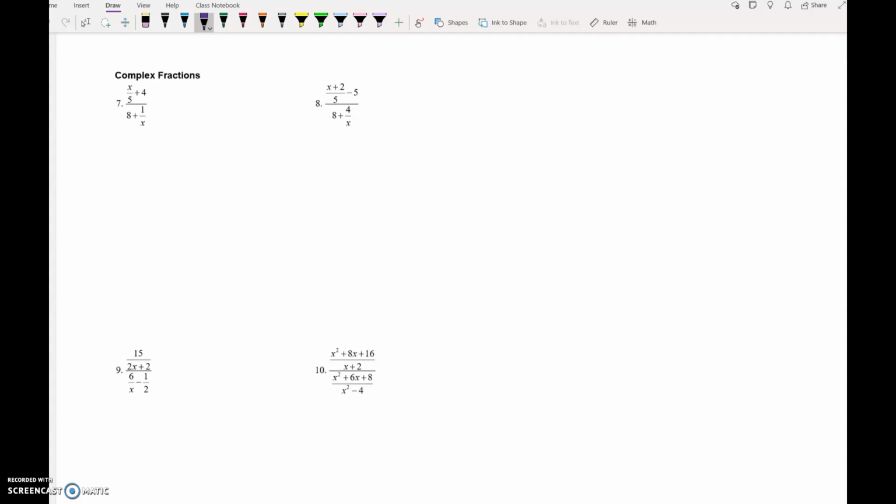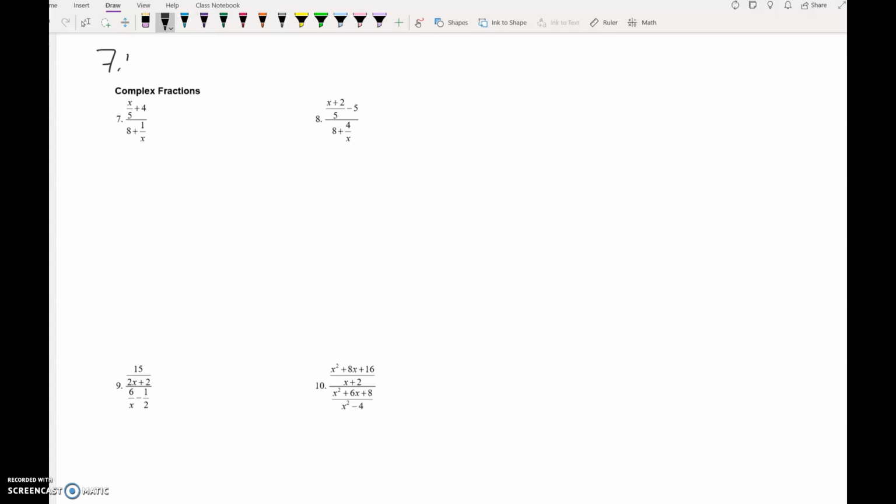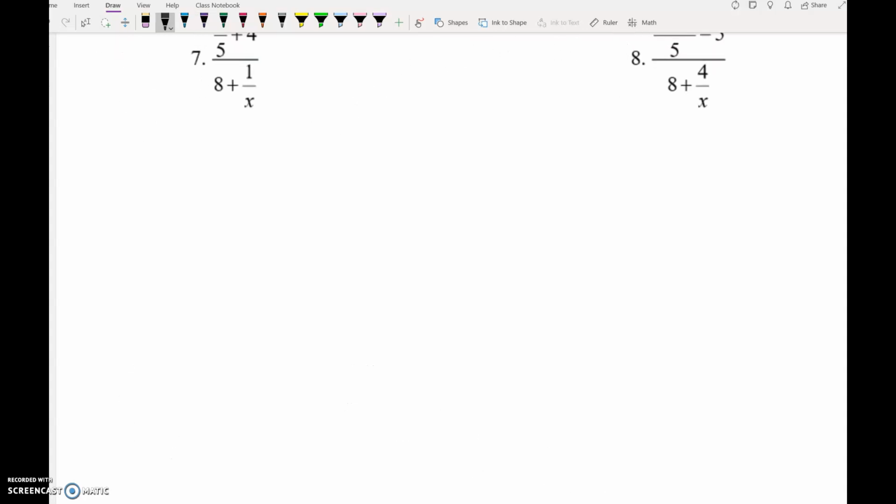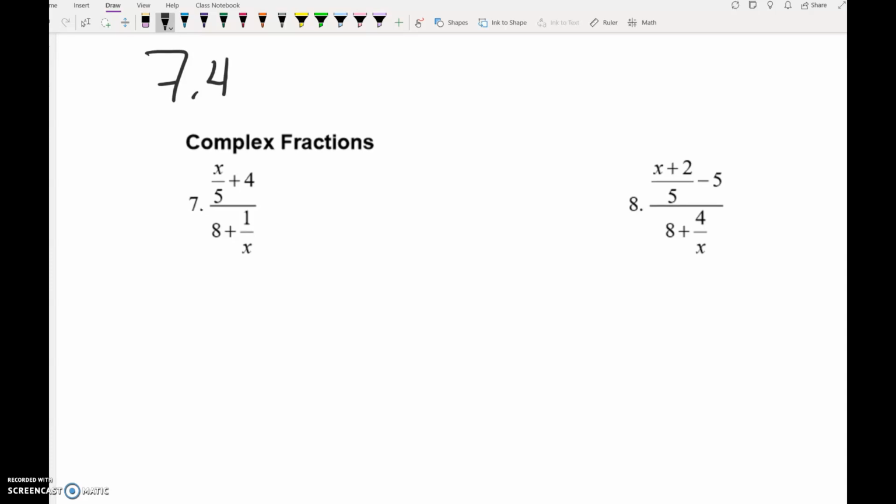The second half of section 7.4 talks about complex fractions. And we're going to talk about them, and there are a couple different ways that you can tackle these types of problems. Some teachers swear by one way or another, but I want to show you how complex fractions are really just a combination of the things that we've already done.